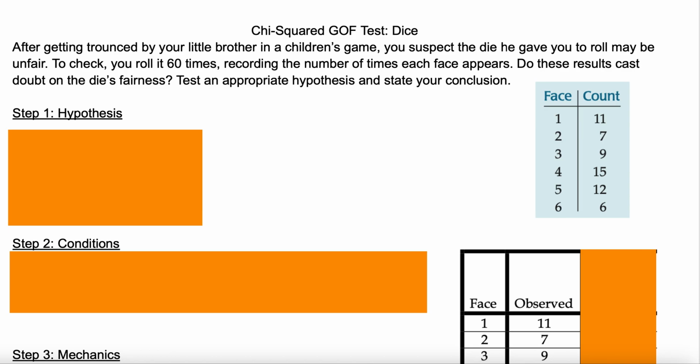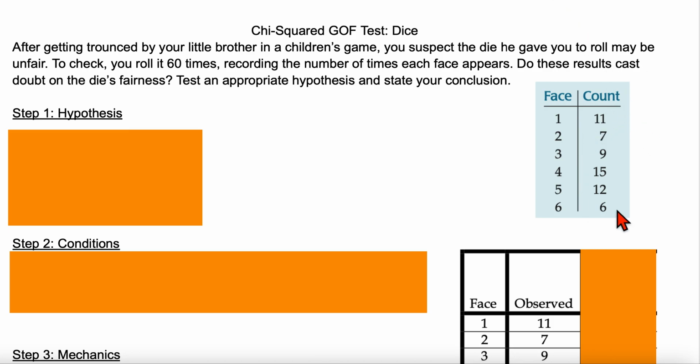In this video, we will be performing a chi-squared goodness of fit test. Please take a minute to read the prompt. After getting trounced by your little brother in a children's game, you suspect the die he gave you to roll may be unfair. To check, you roll it 60 times, recording the number of times each face appears. Do these results cast doubt on the die's fairness? Test an appropriate hypotheses and state your conclusion.